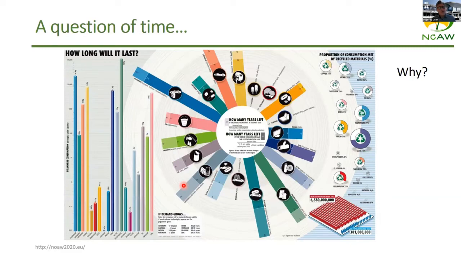Another aspect that we are not really addressing in NoAW, but which is a significant driver for the circular economy, is the use of non-renewable materials. This is just an illustration of how long the materials last if we consume at today's rate. We have some substances like indium, for example, which goes into the LED flat screens. Not a very long supply horizon for that. So this was just to show that this is one of the main drivers, also from a European perspective, to actually address these non-renewable materials.